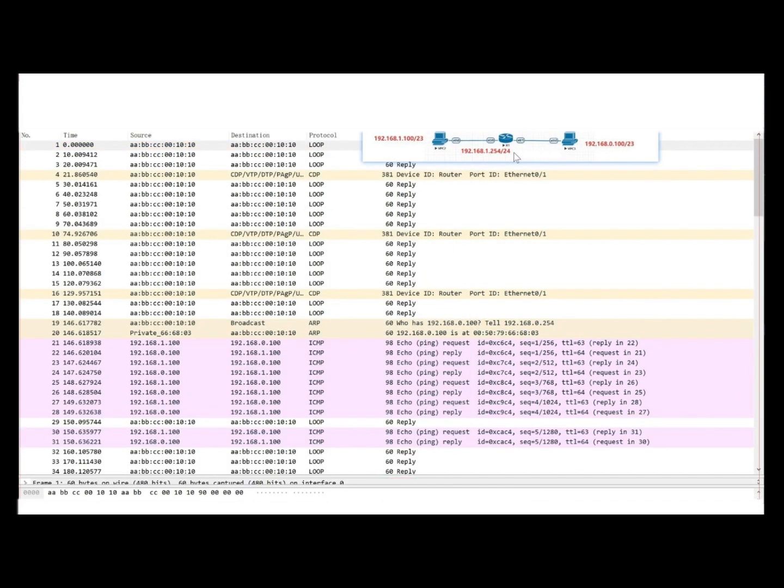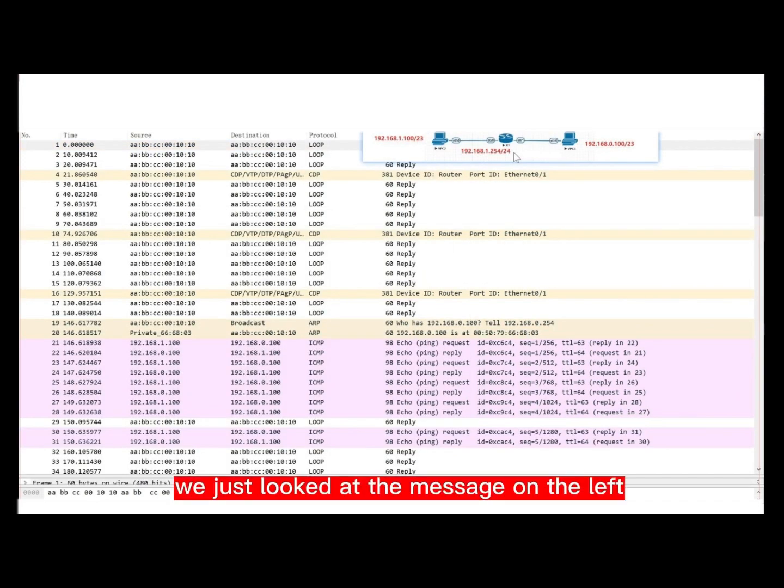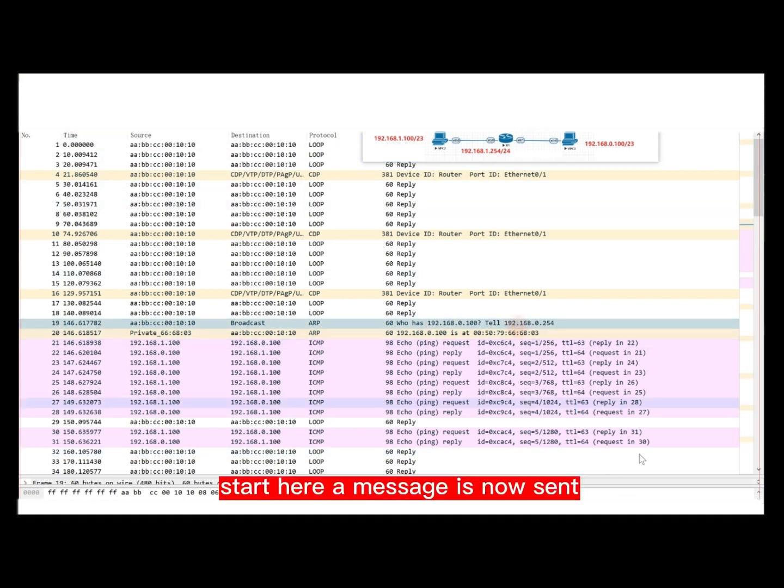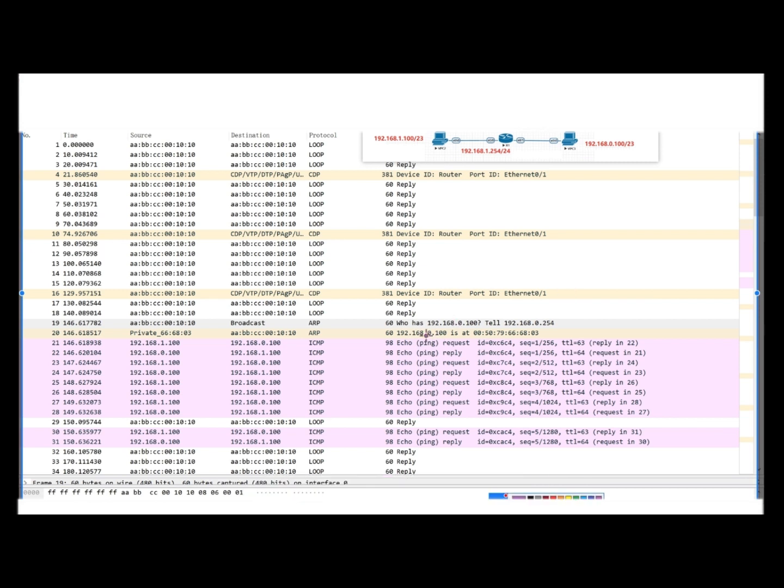Okay. We just looked at the message on the left. Let's now look at the message on the right, that is, the interface on the right. I pause and start here. A message is now sent. PC3 is 192.168.0.100, and the router is 192.168.0.254. So it asks: who has 192.168.0.100, PC3?